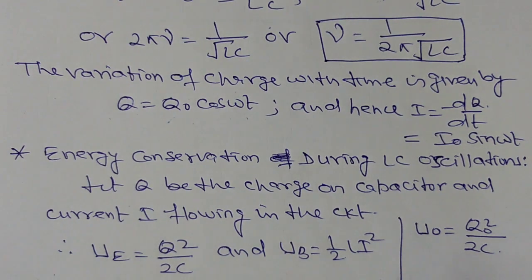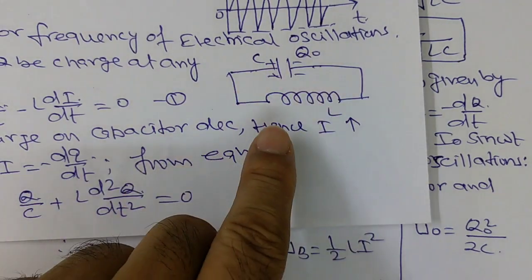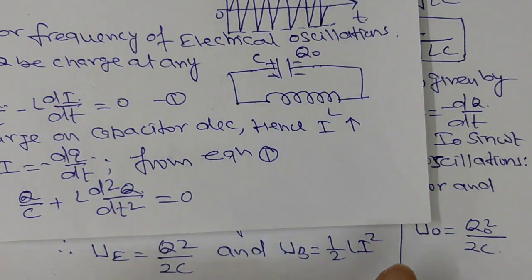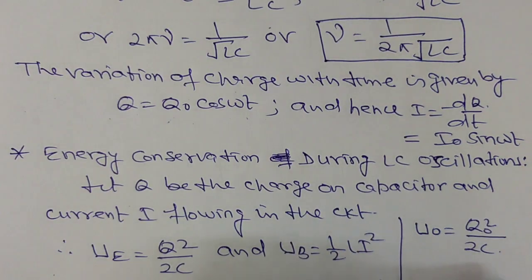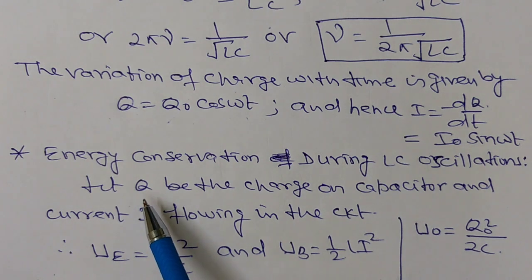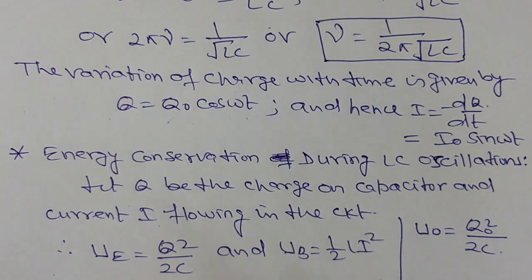Therefore, total energy of this circuit is only electrical energy, and which is equal to U naught is equal to Q naught square upon 2C. तो हमें यहाँ पर प्रूव करना है किसी भी इंस्टेंट पर टोटल एनर्जी ऑफ द सिस्टम शुड बी इक्वल टू दिस. देन लेट Q, मतलब at any instant t the charge on the capacitor is Q and the current I in the circuit, then the energy stored by this capacitor is Q square upon 2C.